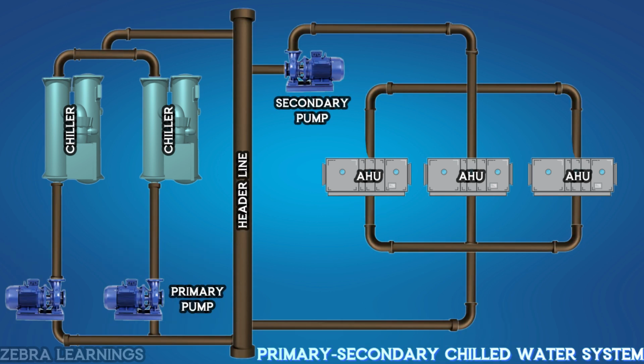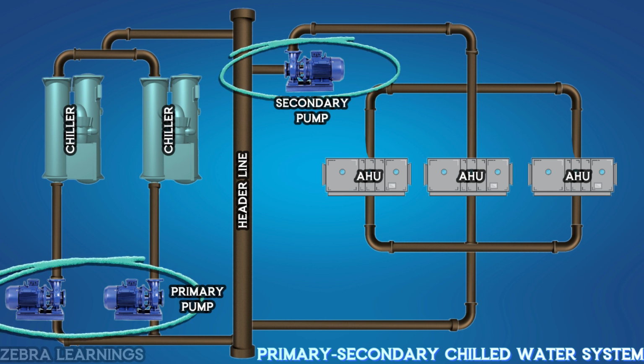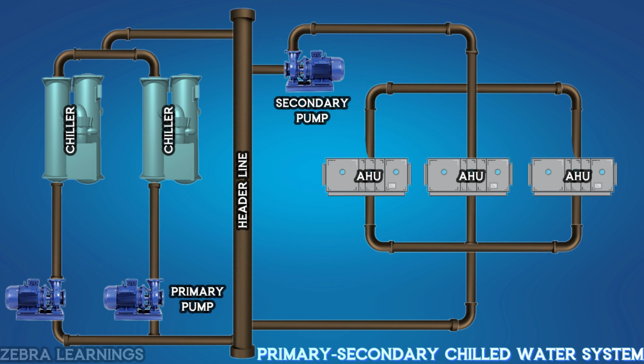Now, let's talk about the primary secondary chilled water system. In a primary secondary chilled water system, two pumps are used to circulate water. One is the primary pump, and the other is the secondary pump. This system is used in large buildings. Two pumps are used in this system because the water has to be transported over a long distance.